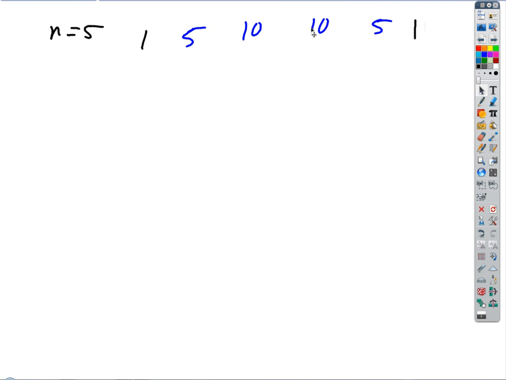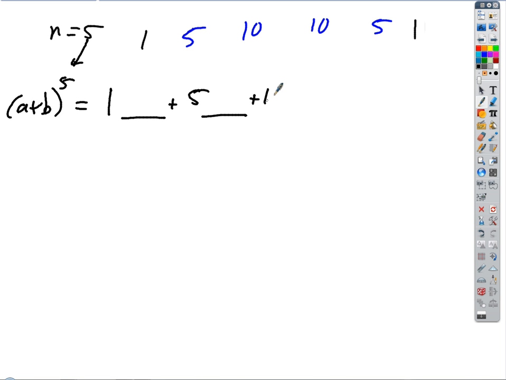Okay, so what's this saying? This is telling us that the coefficients are going to be, if I do (a + b) to the 5th, 1 times something plus 5 times something plus 10 times something plus 10 times something, running out of room, plus 5 times something plus 1 times something. What's that something? How do we fill in the somethings? A's and B's. They're A's and B's.